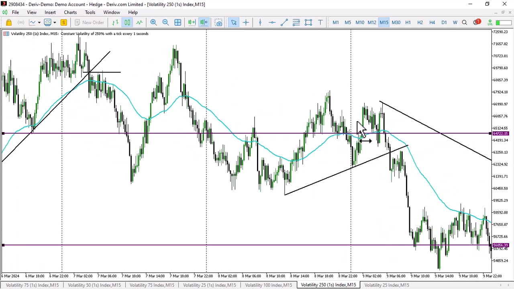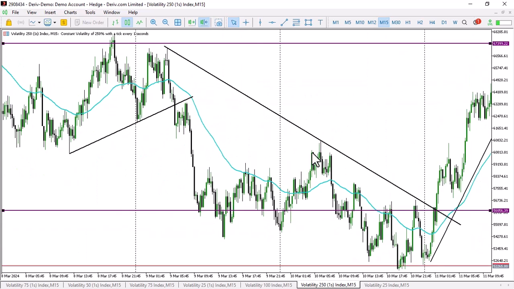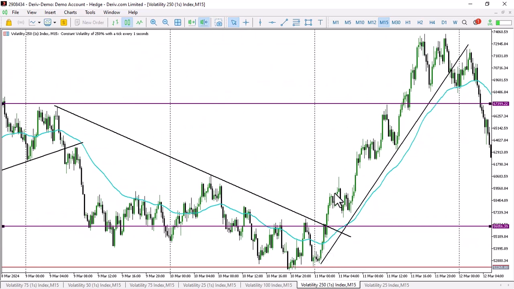You need a channel that was in play for the whole day. You see this one, this is a channel that was in play, right? So what does price do? Price breaks and retests. What does it retest? It retests this area, as you can see.